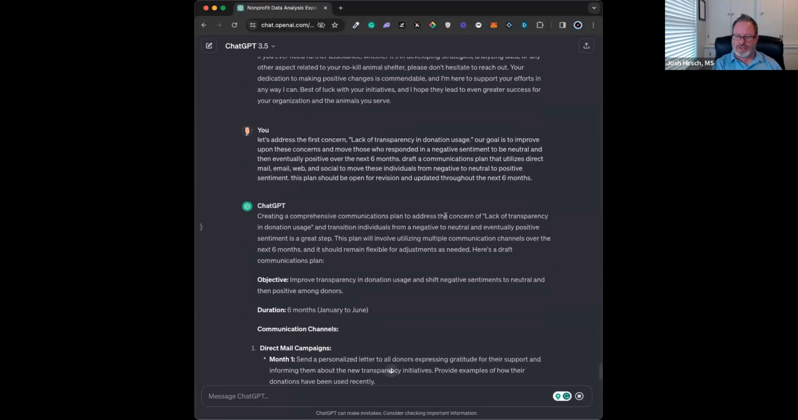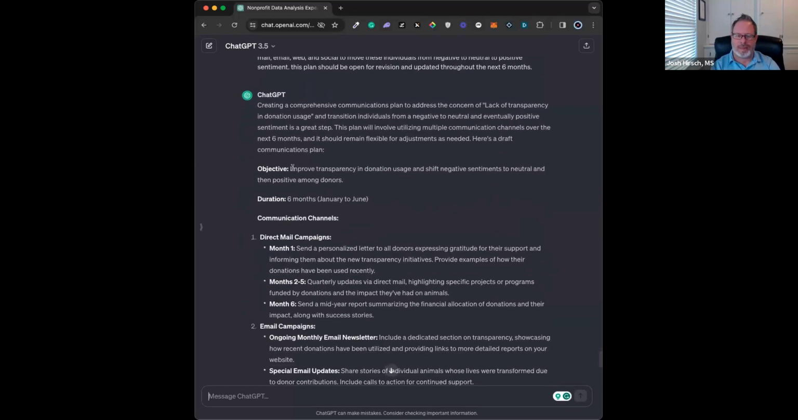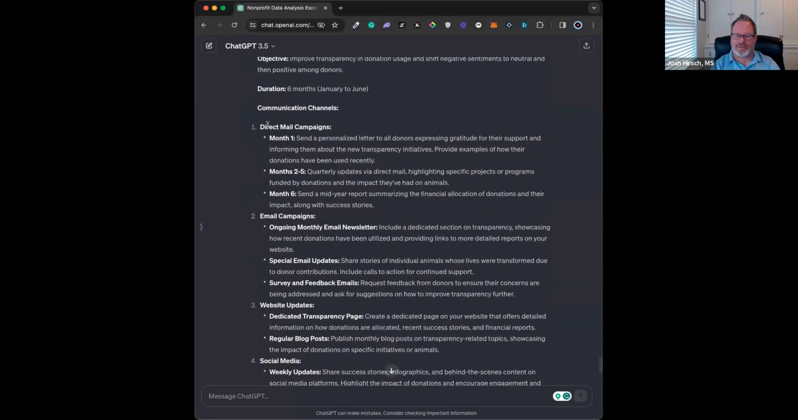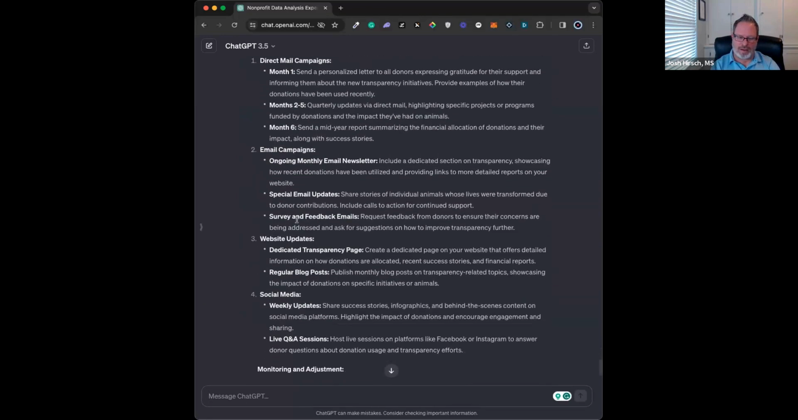Creating a comprehensive communications plan to address and transition individuals from negative to positive sentiment is a great step. This plan will involve utilizing multiple communication channels over the next 6 months, and it should remain flexible for adjustments as needed. So here's a draft of the plan. Stated our objectives: improve transparency in donation usage and shift negative sentiments to neutral and then to positive. So we have it broken down by direct mail, email, website updates, social media.